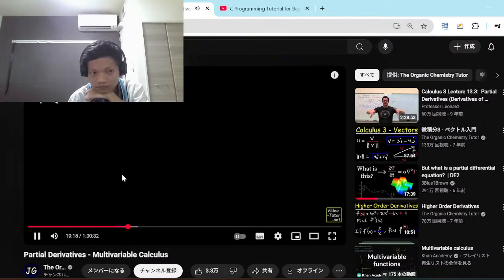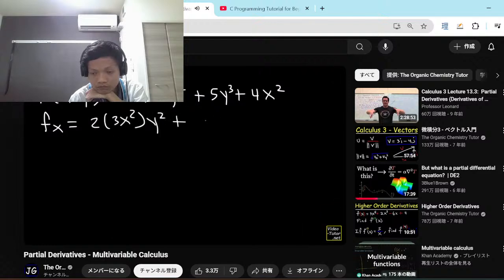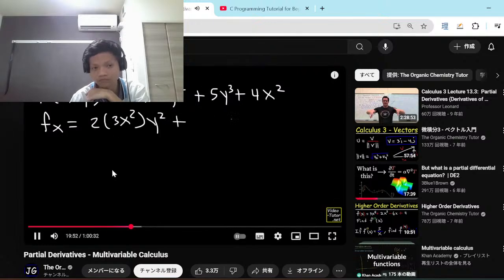Now let's say we're given a function f of x comma y, which is 2x cubed y squared plus 5y cubed plus 4x squared. And we need to evaluate f sub x and f sub y at the point 1 comma 2. How can we do so? Well, first let's find the partial derivatives. With respect to x, it's going to be the derivative of x cubed, which is 3x squared. We're going to treat y squared as a constant. The derivative of this constant becomes 0, so we ignore it. And the derivative of 4x squared is 8x.